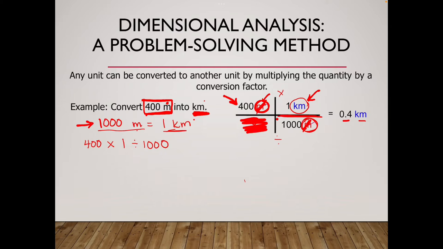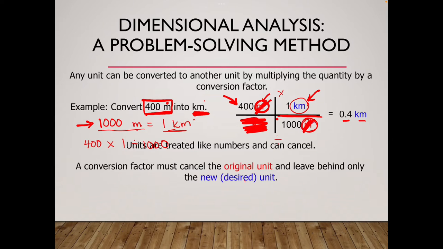Okay, remember we talked about before, if we don't have a unit, that number doesn't really mean anything. 0.4 what? 0.4 seconds, 0.4 liters, right? We don't know. So you always have to have a number and a unit. But units are essentially treated like numbers and they can cancel out, right? So that's what we're doing there.